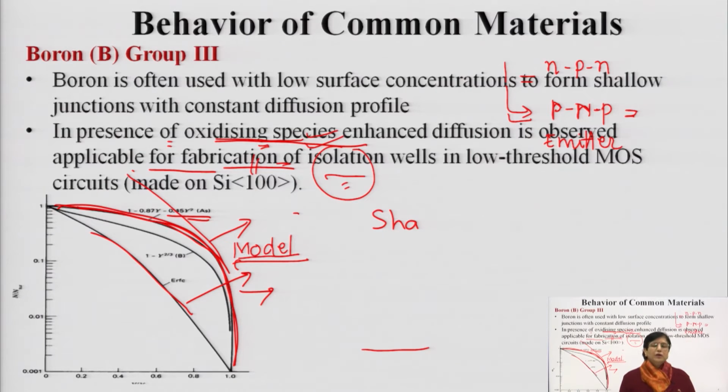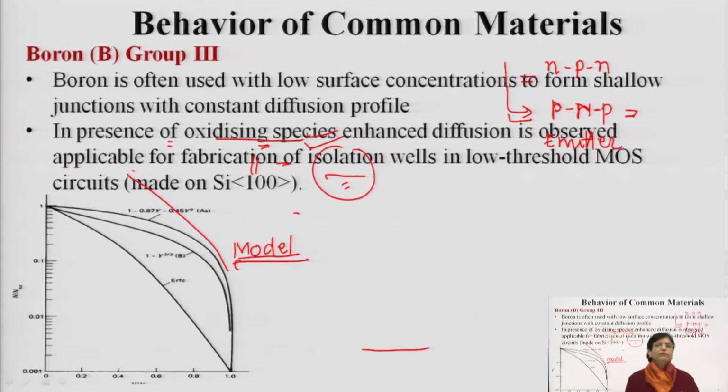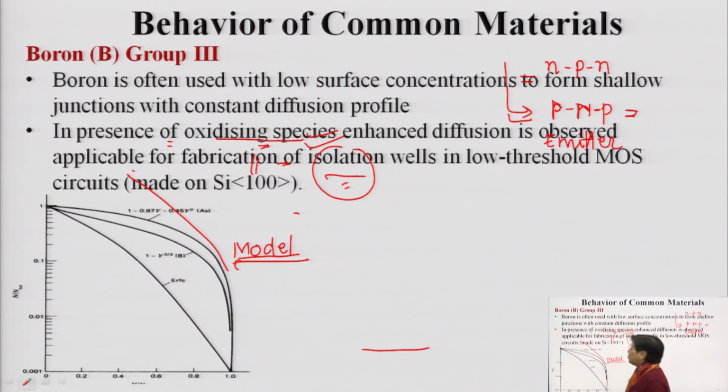Then comes the most popular material, which is known as boron. Now, the boron that I am using is basically group 3 and has got a very high misfit factor. Since it has got quite a large misfit factor, the material can move within, and in presence of oxide, it can form constant diffusion, you can have a very good, almost error function like diffusion profile.